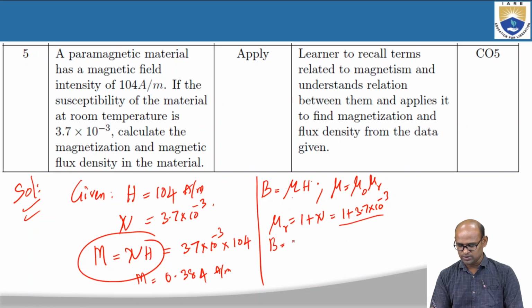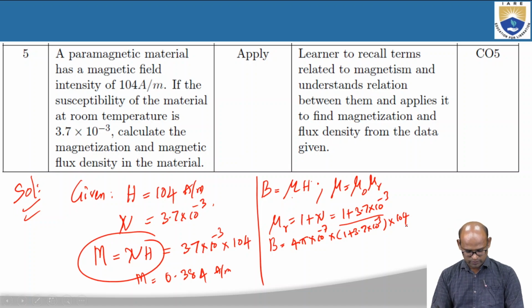Then we are going to substitute this in this equation of B. So B is equal to mu naught, which is 4 pi into 10 power minus 7, and mu r, which is 1 plus 3.7 into 10 power minus 3, into H. H is given as 10^4. Okay. So then we will find out B as 1.31 into 10 power minus 4 Tesla.